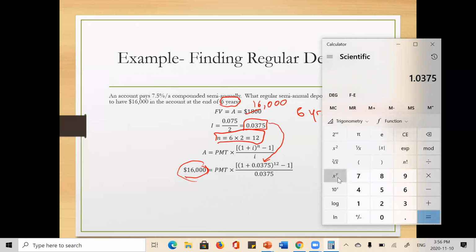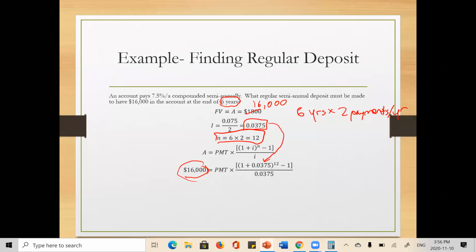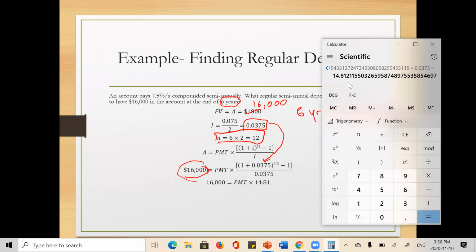1.0375 to the power of 12, minus 1, divided by, and I made a typo there. Let me start again. 1.0375 to the power of 12, minus 1, divided by 0.0375, and of course this gives me 14.8121 and so on. What I'm going to do here, this is where it gets a little bit different, is take that number, which is 14.8121, and store it in my memory so I can remember what that number was, or I can write it down.